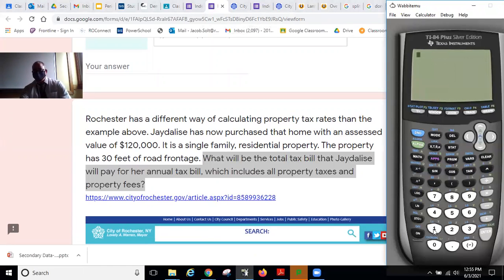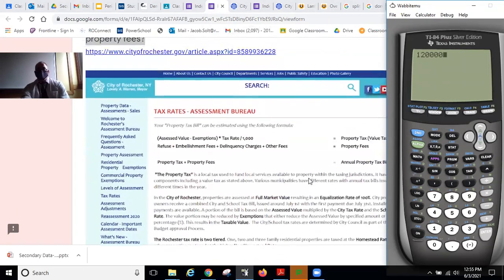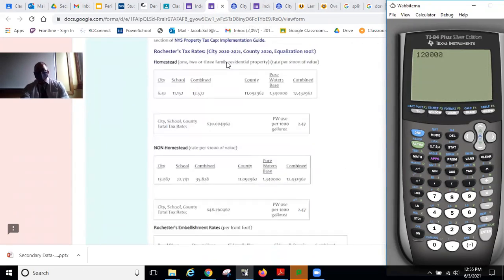Here we go. It's $120,000. That's how much her house is worth. That is the assessed value, right? Right there's the assessed value, $120,000. All these rates, all this property tax rate, are per $1,000, right? It always says rate per 1,000 of value. So we're going to divide by 1,000 right now, because she has 120 groups of $1,000 in value in her home. That makes sense to you, right?